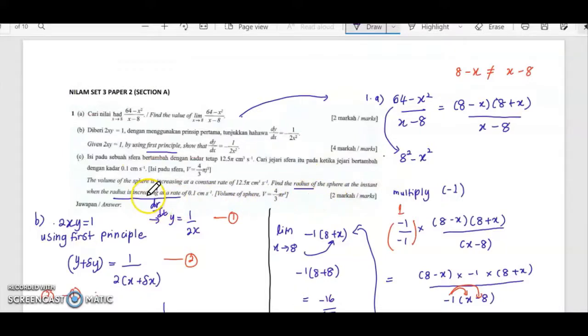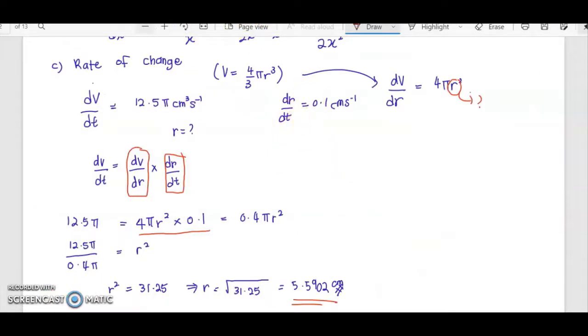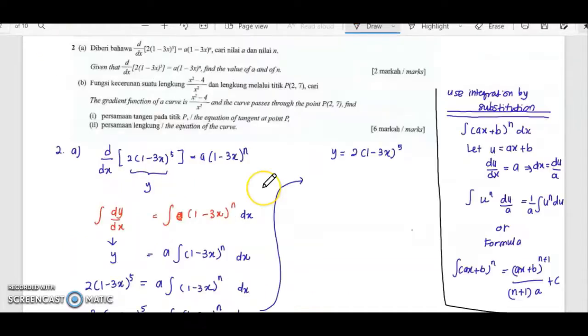Okay, at the instant when the radius is increasing at the rate of 0.1. Okay, bila ada increasing, positif lah. Bila decreasing, dia akan jadi value rate tu negatif. Okay, that's all for question number 1. Okay, we go to question number 2.